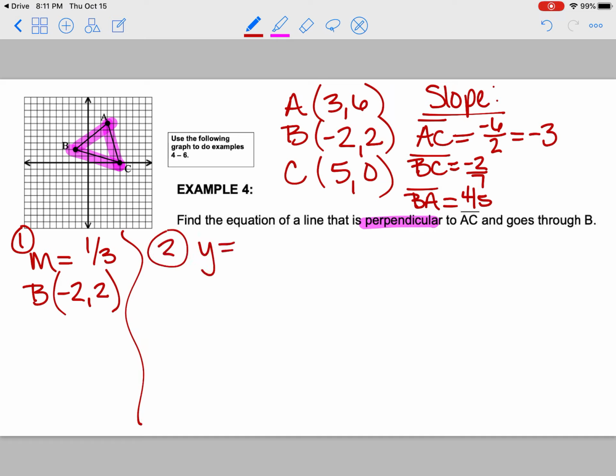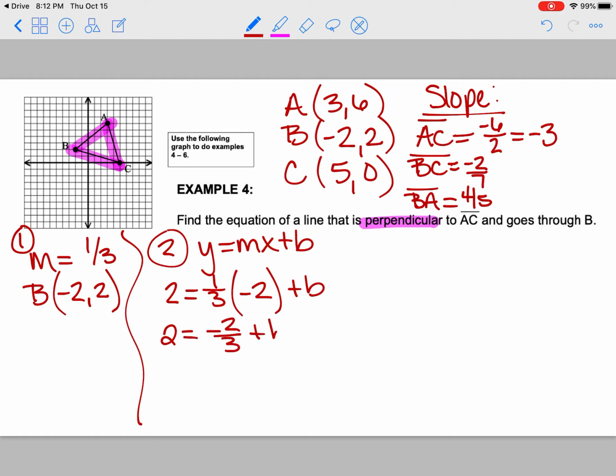So step two is to then plug that in to y equals mx plus b, like we did on example 2. We have our x and our y, and we have our m. So we'll just replace there and say 2 is our y, our m is 1/3, our x is -2, and we're looking for the b, the y-intercept. So let's go ahead and distribute that 1/3, 2 equals, that gives us -2/3 plus b.